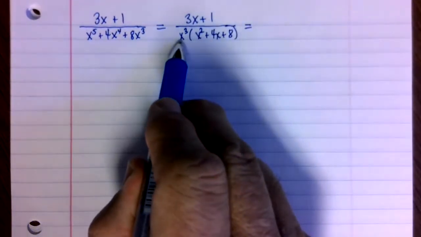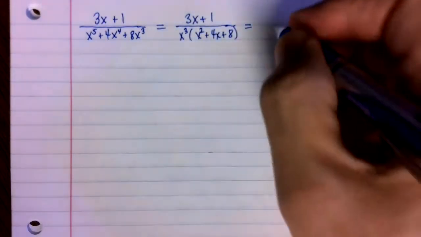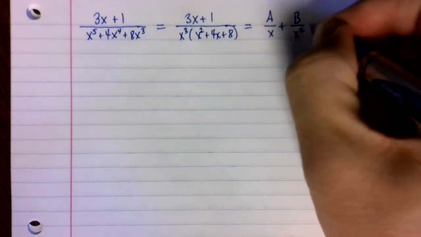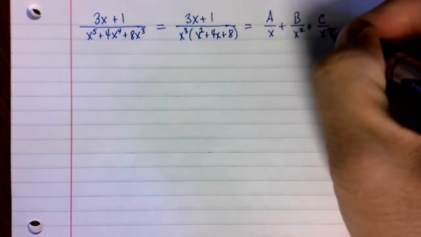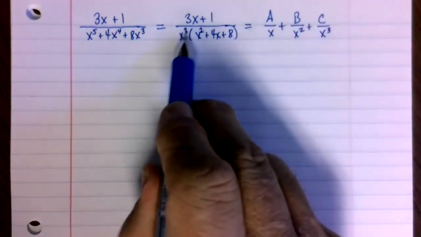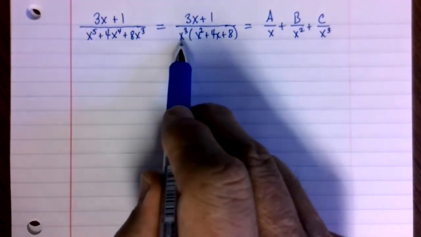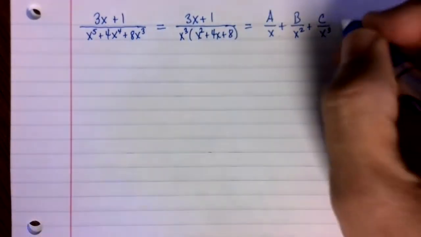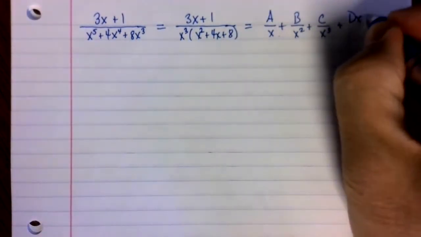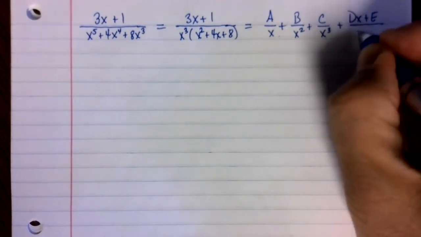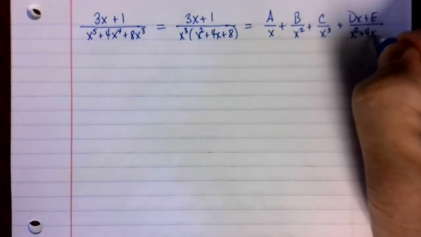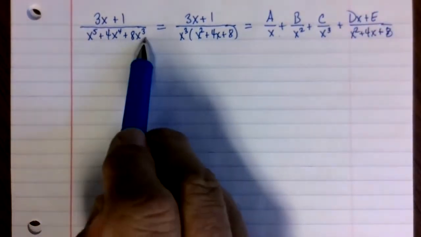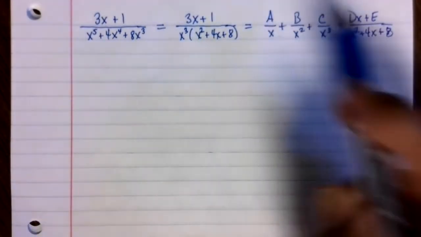Okay, so I've got a repeated root. The repeated root is 0, and so the form will be a over x plus b over x squared plus c over x cubed. This term here has x cubedness, so that spits out 3 terms. Here I have an irreducible quadratic, and so that'll have the form dx plus e over x squared plus 4x plus 8. And as usual, I have a 5th degree polynomial, which means I'll have 5 unknowns that I need to solve for.